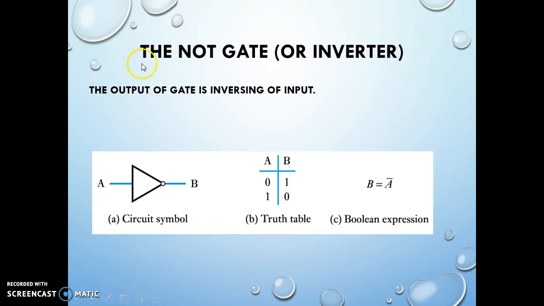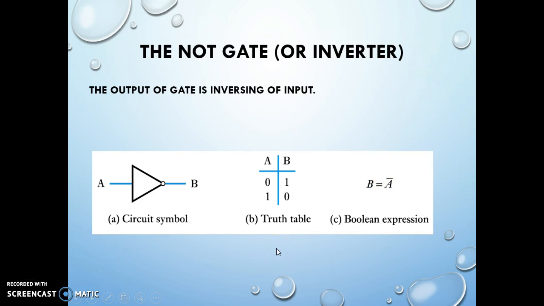The last, third gate is the NOT gate. It is also called an inverter. The output of the gate is the inverse of the input. This is the symbol of the NOT gate. If the input is 0, then the output is its inverse, means the output is 1. And if the input is 1, then its output is 0. This is called complement, means in the NOT gate, the output is the complement of the input. The expression is B is equal to A bar. The meaning of A bar is complement.